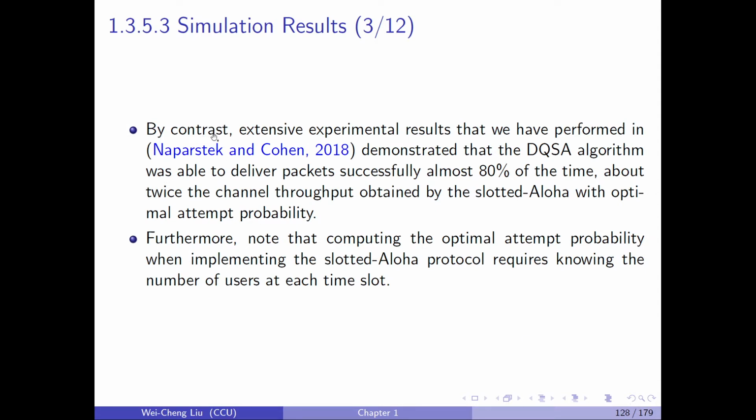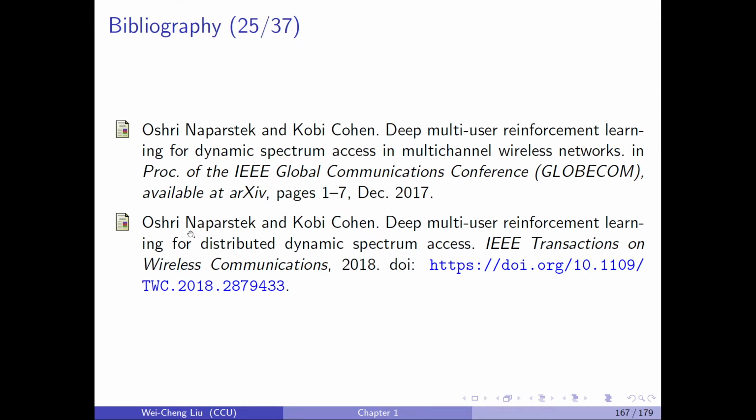By contrast, extensive experimental research that we have performed in Naparstek and Cohen 2018. Okay, let us see. Naparstek and Cohen, and the paper title is Deep Multi-User Reinforcement Learning for Distributed Dynamic Spectrum Access, which is published in IEEE Transactions on Wireless Communications in 2018.